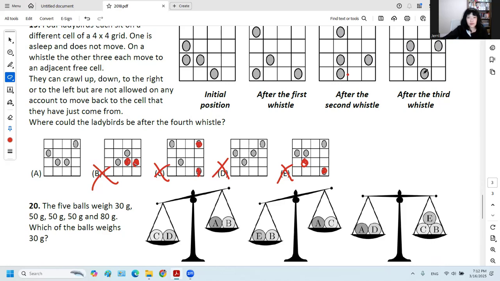A. This moved up. It did not come from above. Okay, so yeah. And now this went right. It did not come from the right, so it's good. And this, it moved up. It did not come from up, so it's also good. A is the answer.